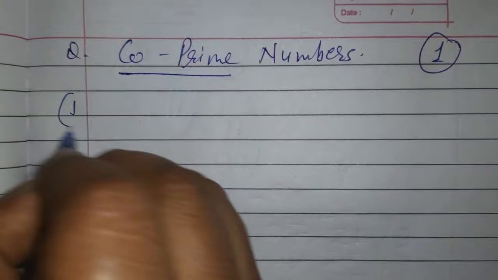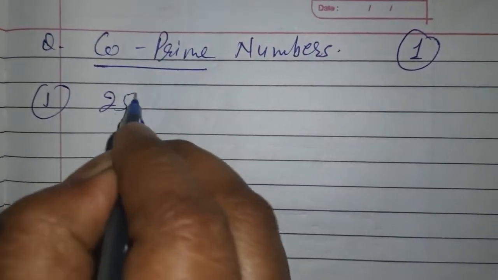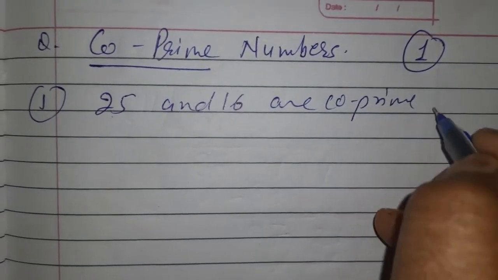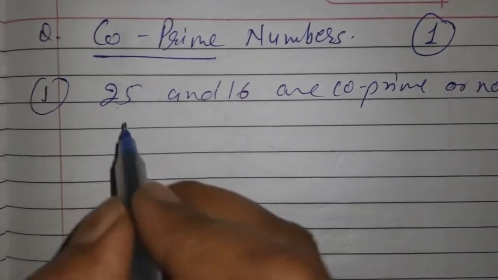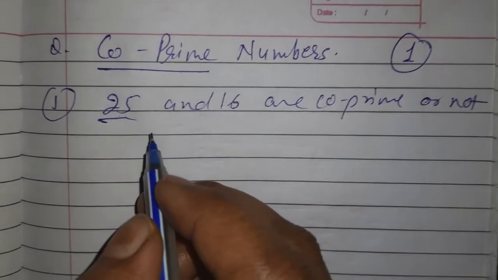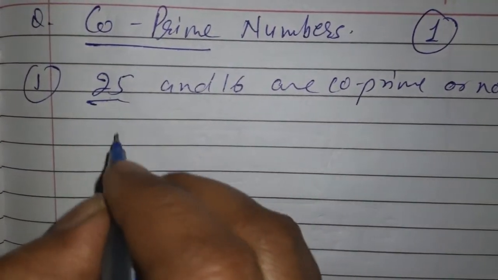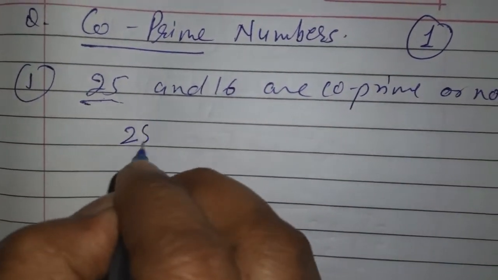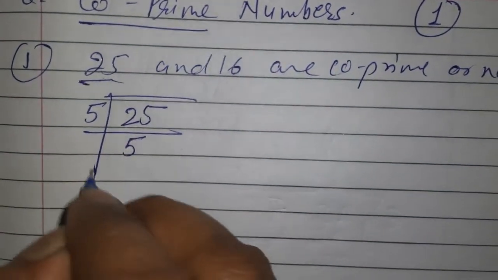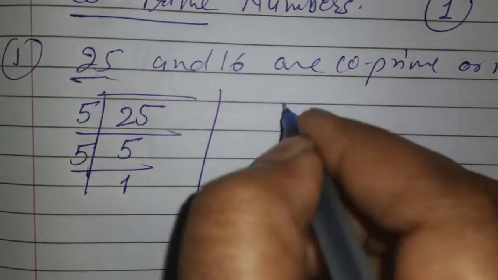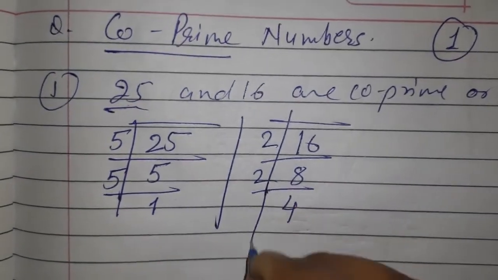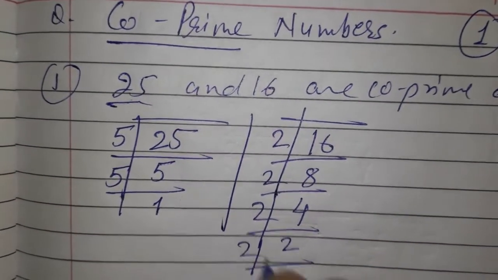Suppose numbers are given to you, check whether 25 and 16 are co-prime numbers or not. Okay, you have to check it. So first find the HCF of 25 and 16. Either you find it by prime factorization or by the long division method. Okay, so I am using the prime factorization method here. Just see, 25 is divisible by 5. 5 5s are 25 and 5 1s are 5. Now 16: 2 8s are 16, 2 4s are 8, 2 2s are 4 and 2 1s are 2.